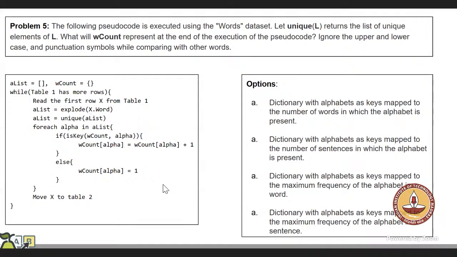The example is like, if the word is sweet, then it will return a list with elements S, W, E, E, T. If the word is Monday, then it will return a list of the letters of that word. Then A list equals unique of A list, so it will remove the duplicate alphabets of that particular word. A list will now be our unique alphabets.